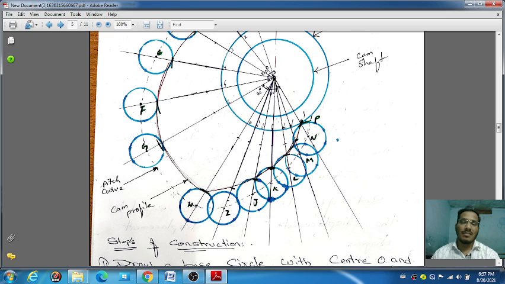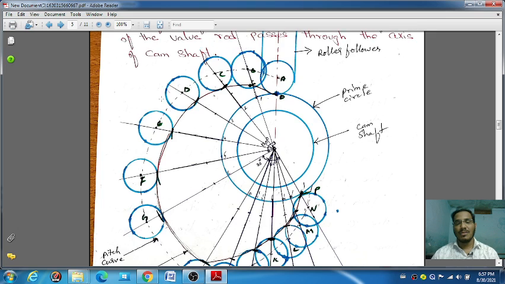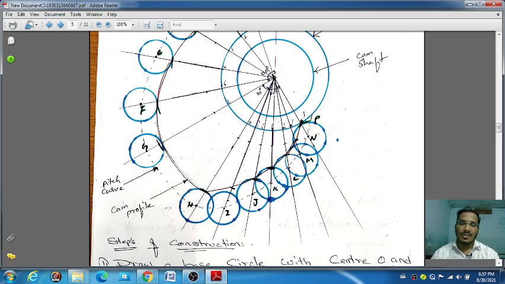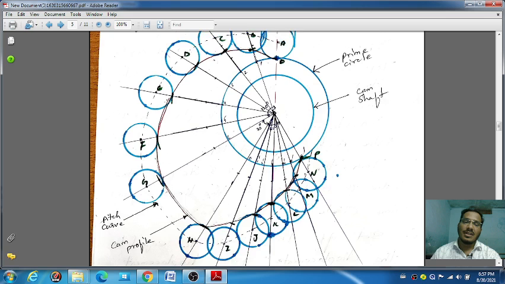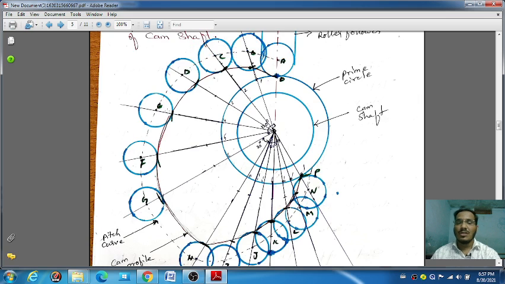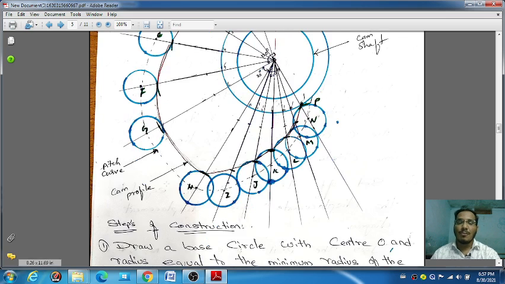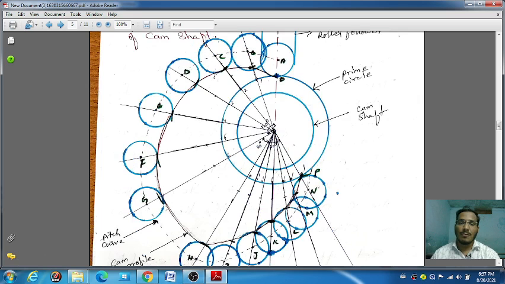The upper line of the cam. How will you get this pitch curve? It depends on the roller diameter. The center point of the roller is the pitch curve, and below the pitch curve the cam profile will be there. That is your cam profile. You make this one. Okay.